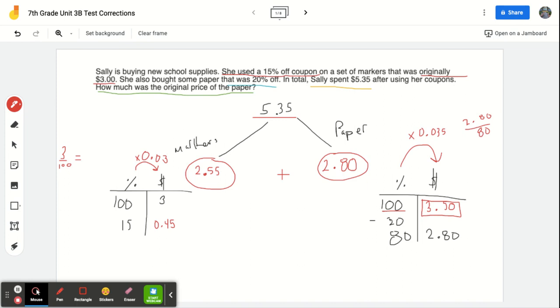This was a pretty intense question because you had to figure out what the price of the markers was first, then find out what the price of the paper was second, and then the third thing, you had to find out what the original price, the 100%. Just remember, original is always 100%. All right, let's move on to our next question.